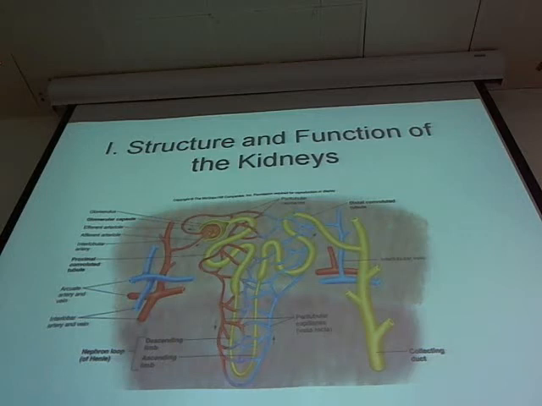Then as you ascend, where there is less gradient, or actually maybe a higher gradient back into the ascending loop of Henle, it's impervious to water. You're pumping salt out, but it's impervious to water. The water cannot get back in. Okay.